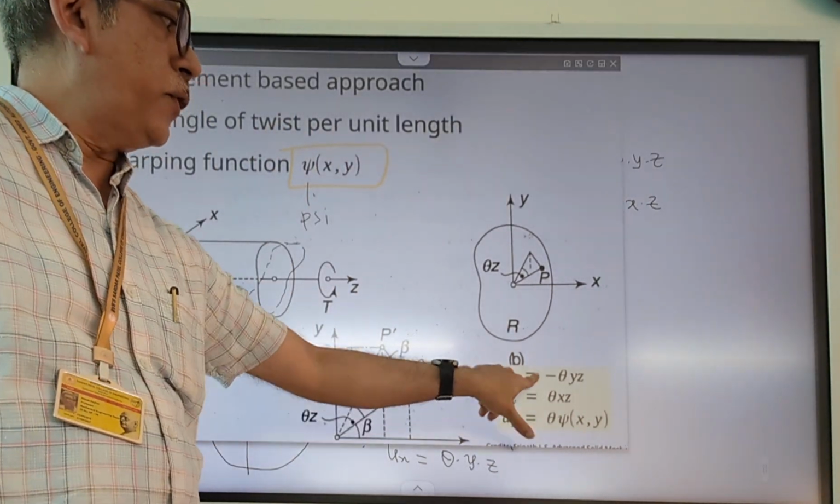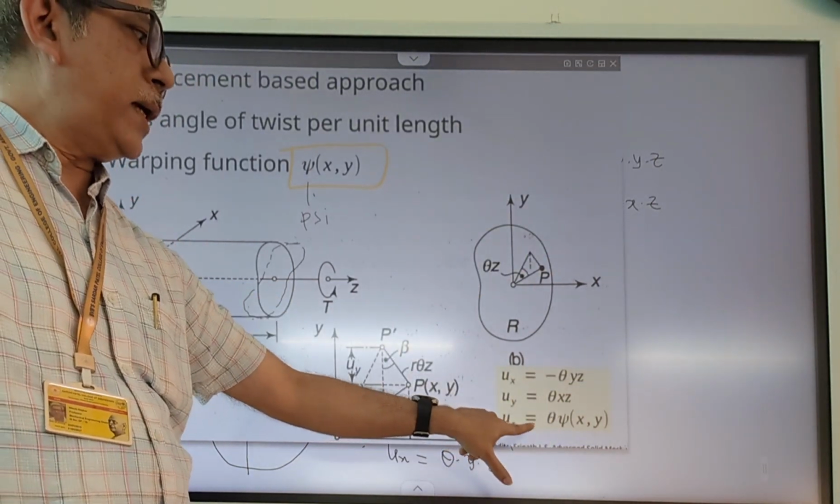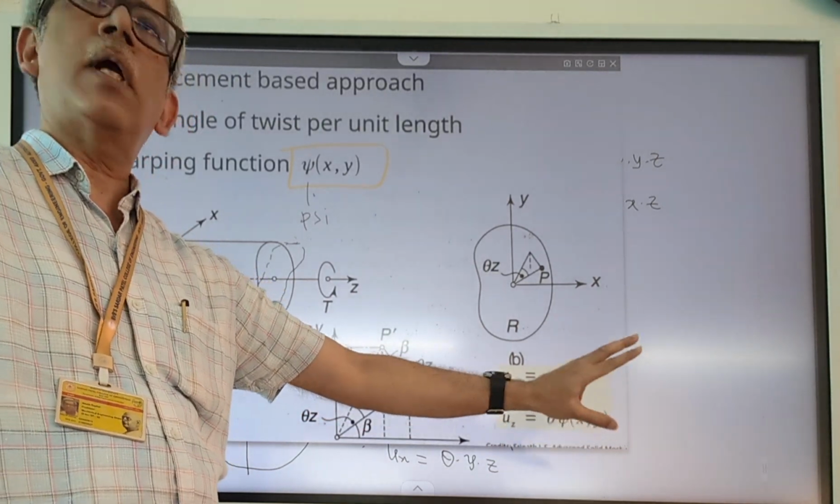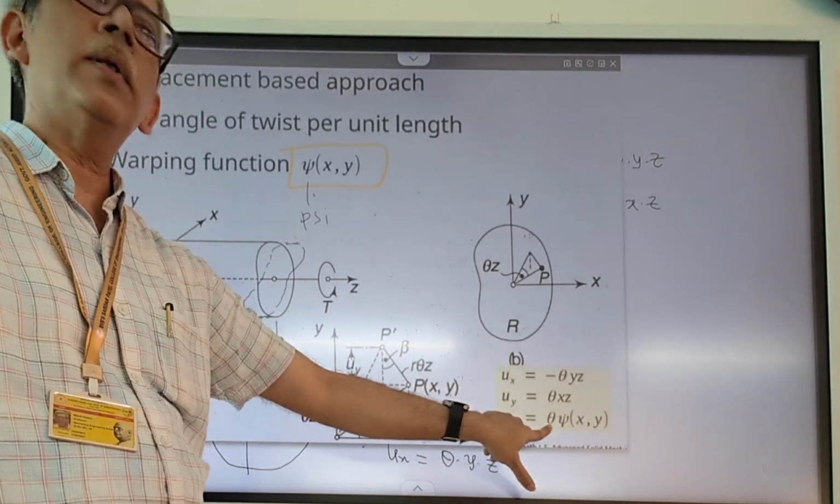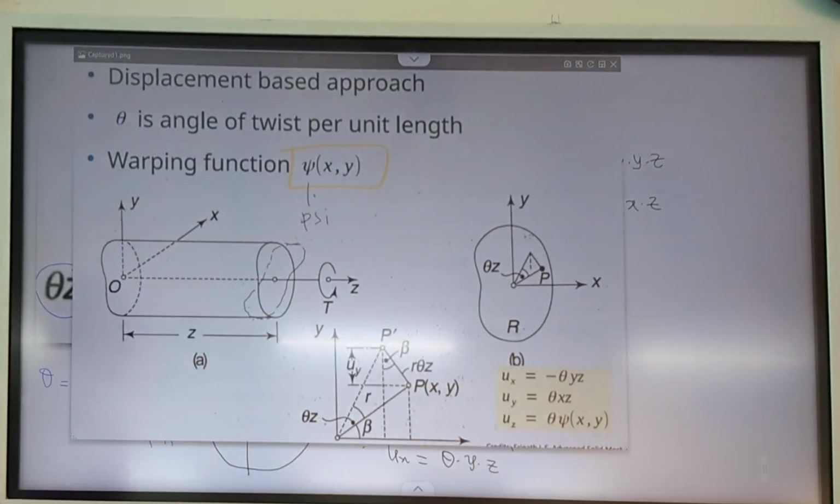So ux and uy we have already just now derived. The uz is defined as the warping function, which is unknown, multiplied by theta. The theta is brought here just to bring consistency between all the three displacements.